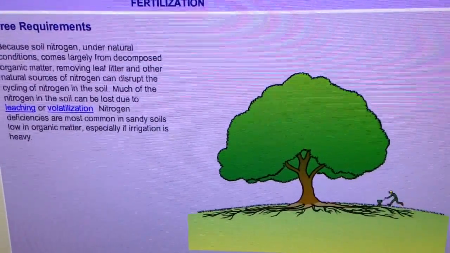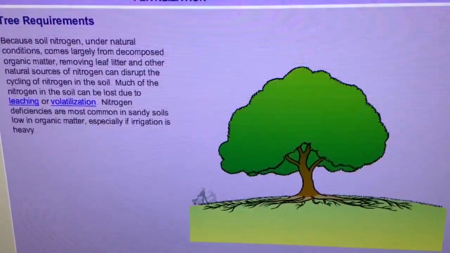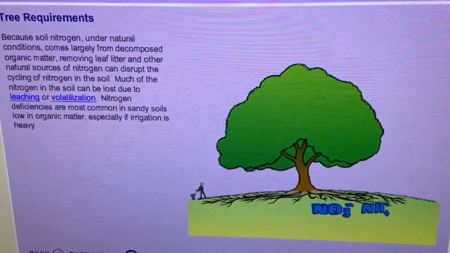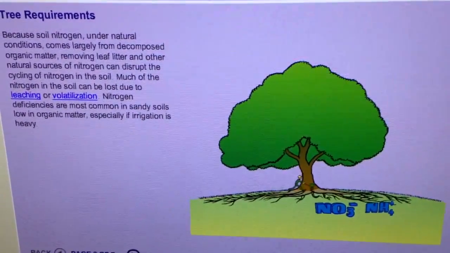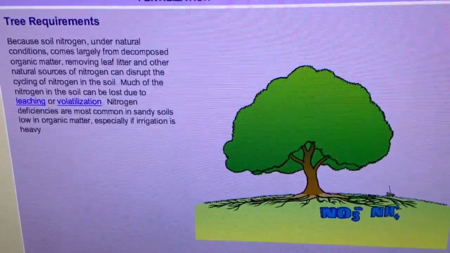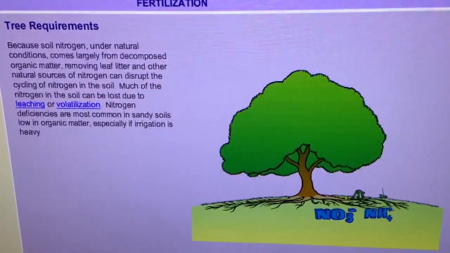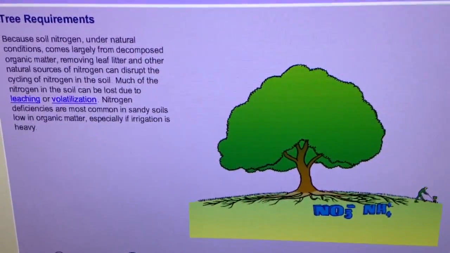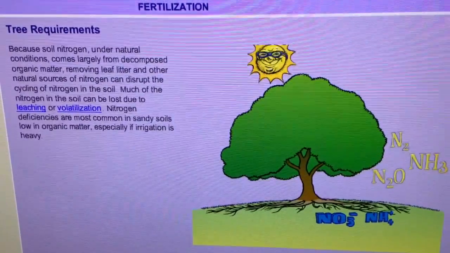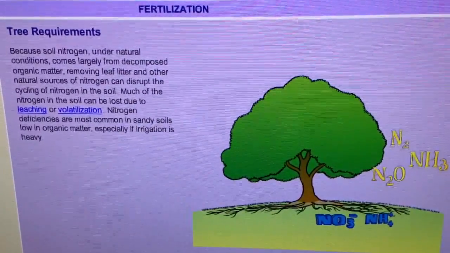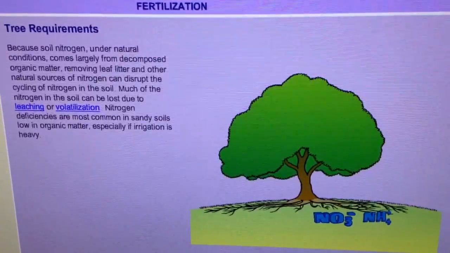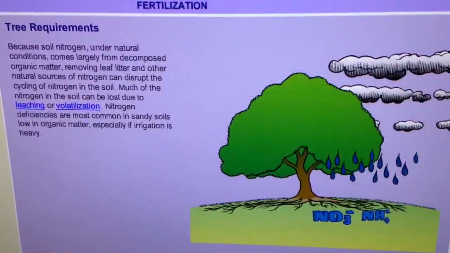Because soil nitrogen, under natural conditions, comes largely from decomposed organic matter, removing leaf litter and other natural sources of nitrogen can disrupt the cycling of nitrogen in the soil. Much of the nitrogen in the soil can be lost due to leaching or volatilization. Nitrogen deficiencies are most common in sandy soils low in organic matter, especially if irrigation is heavy.